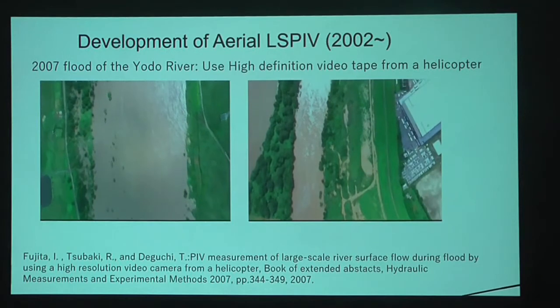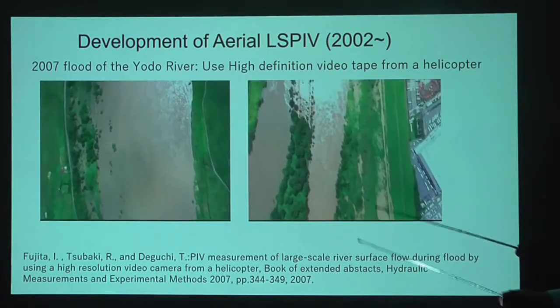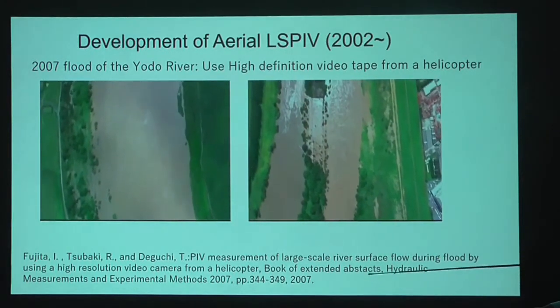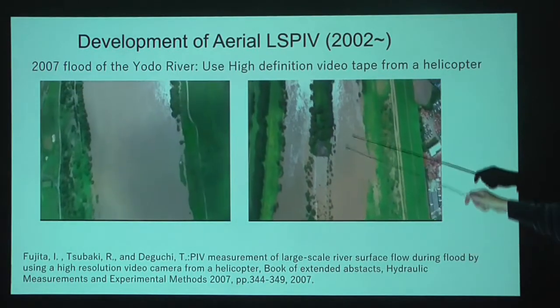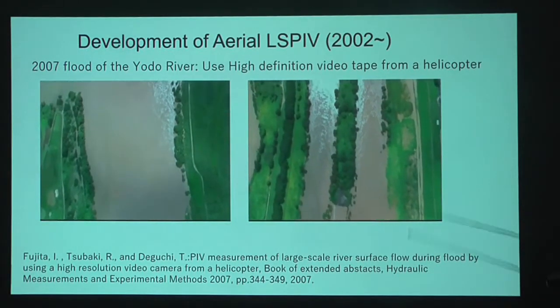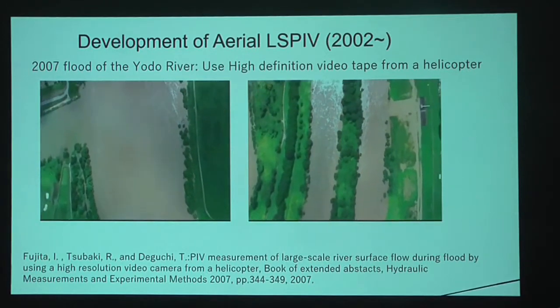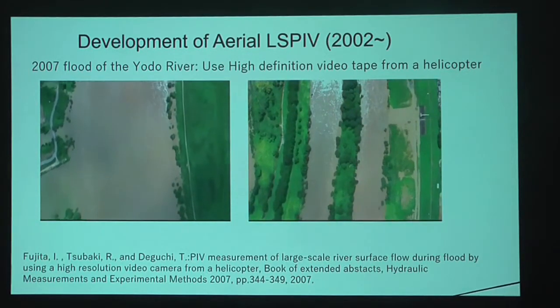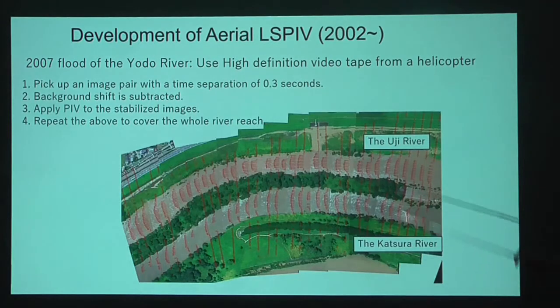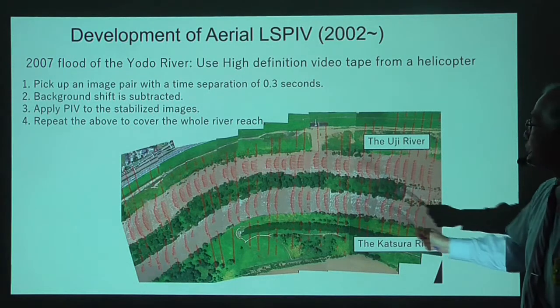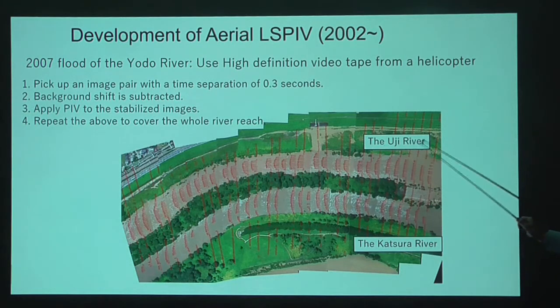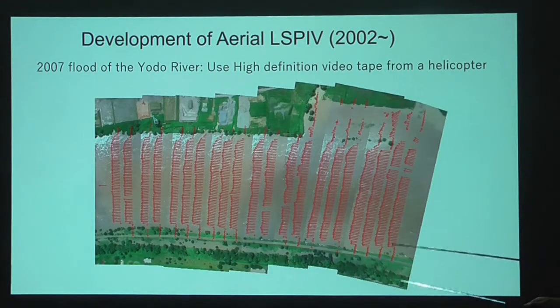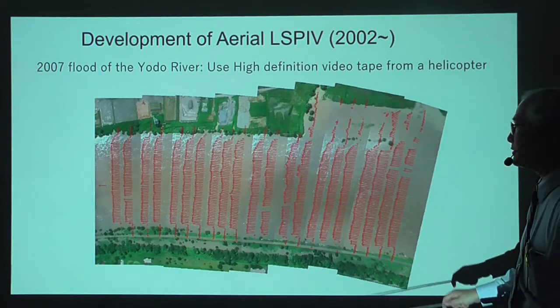At this time, this is another flood of the Yodo River. The images were taken by manned helicopter, and you see here the surface has some kind of textures, but the flight looks rather fast. But from this, I get the velocity distribution by applying PIV for each frame, and we get very beautiful velocity distributions of the tributary of the Uji River, Katsura River, and another case, this is the main flow area. In the Uji, this is the main Yodo River channel.